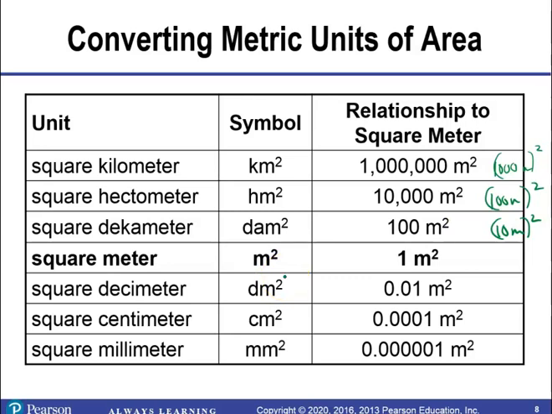But what about the decimeter? Well, remember, a decimeter is 0.1 or 1/10 of a meter. If I square that, that turns into 1/100th of a meter. Centimeter squared: a centimeter by definition is 0.01 or 1/100th of a meter. If I square that, it turns into 1/10,000th of a meter.